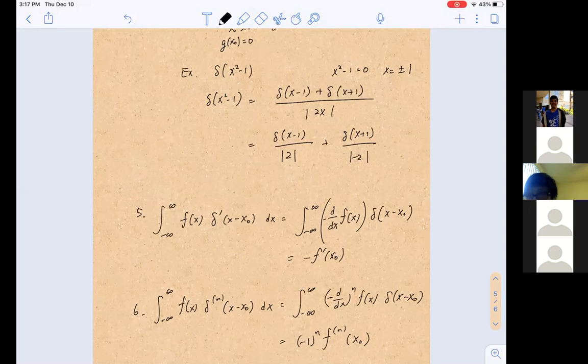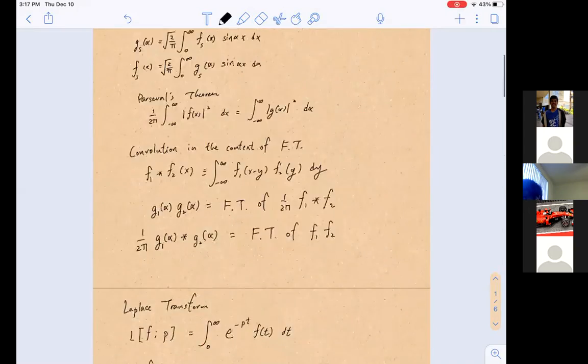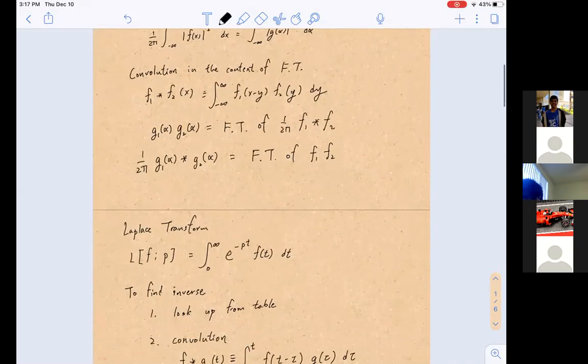Is that okay? Okay, so the 1 over 2 pi is in the Fourier transform, so it shouldn't be there, right? That was for the convolution of f and g from above. There's no, it's still there.